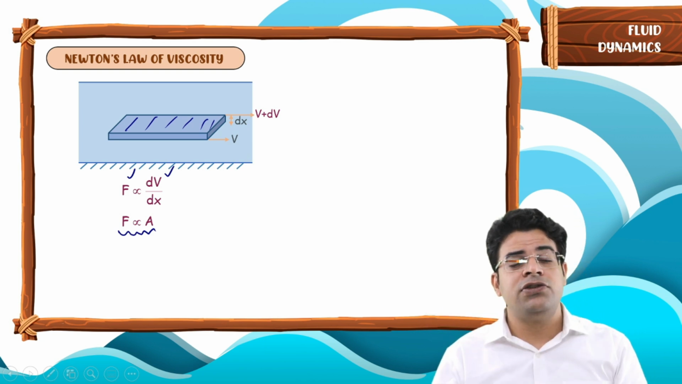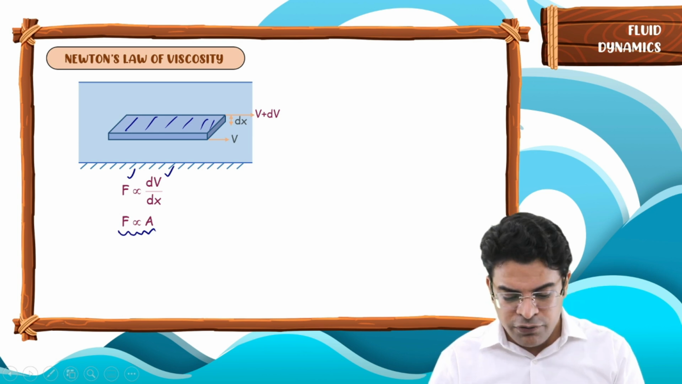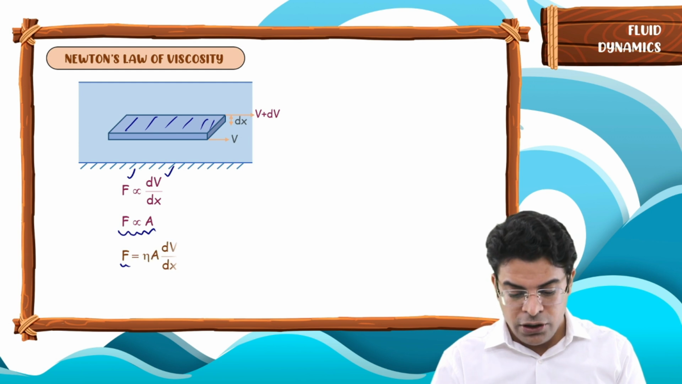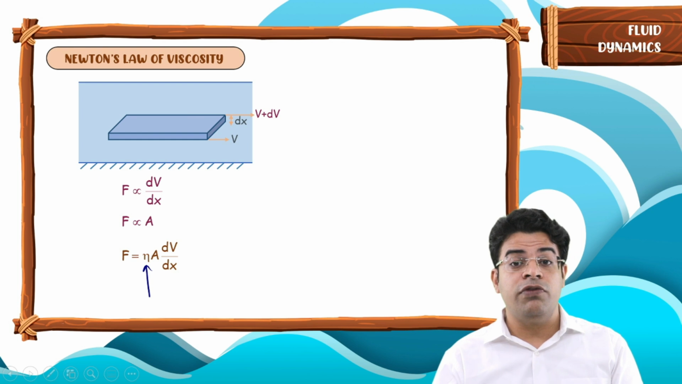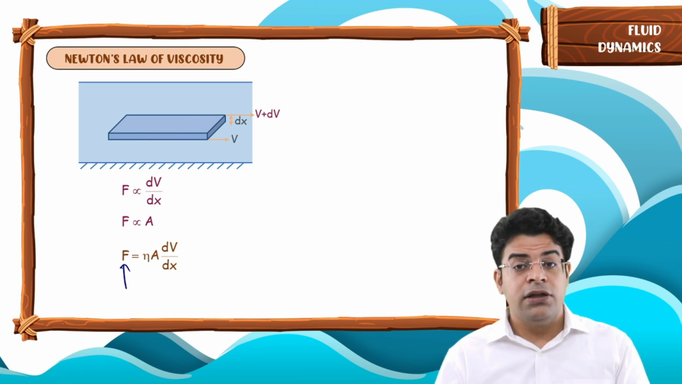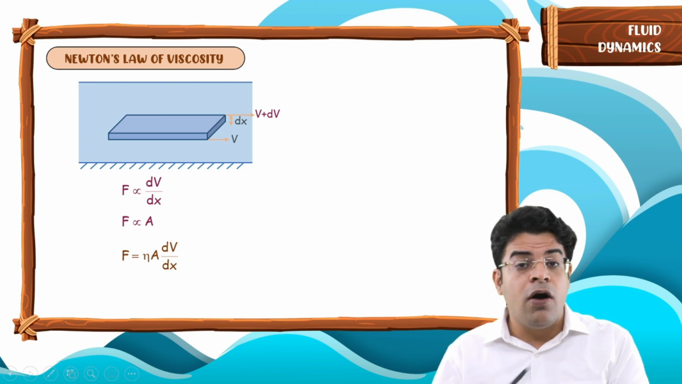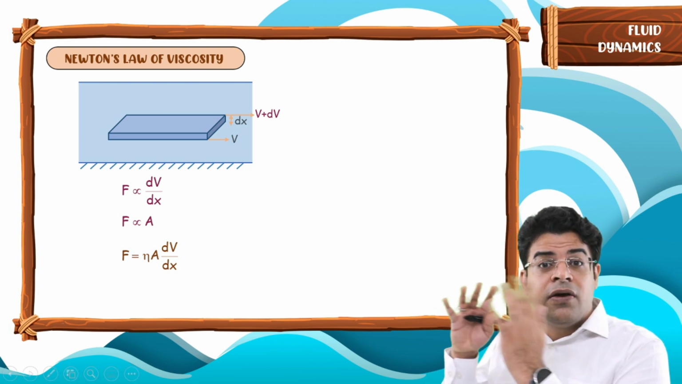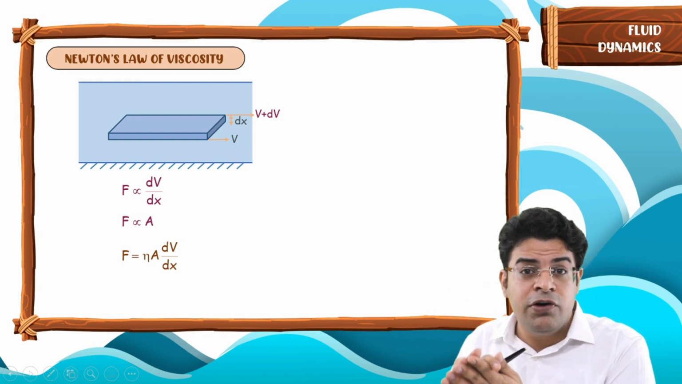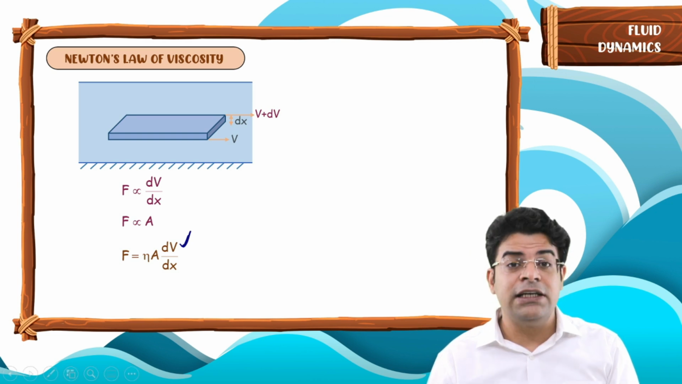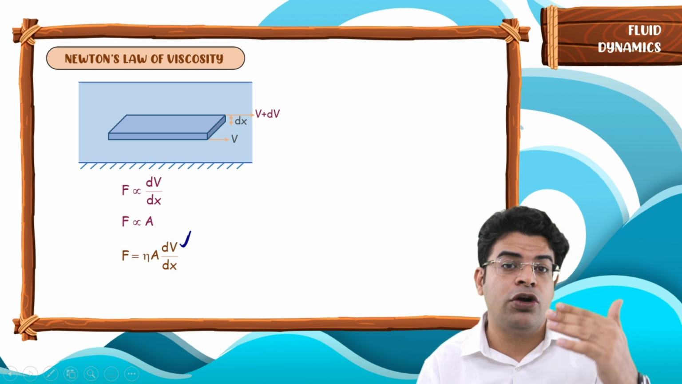What do physicists do every time they find some proportionality? They add a proportionality constant. So we say the force comes out to be equal to eta A dv by dx. What is eta? It's called viscosity. What is F? The viscous force acting between the layers. What is A? The area of the layer under consideration. The greater the area of layer we consider, the greater will be the viscous force acting between them. And what is dv by dx? It's the velocity gradient, the rate of change of velocity with respect to length.